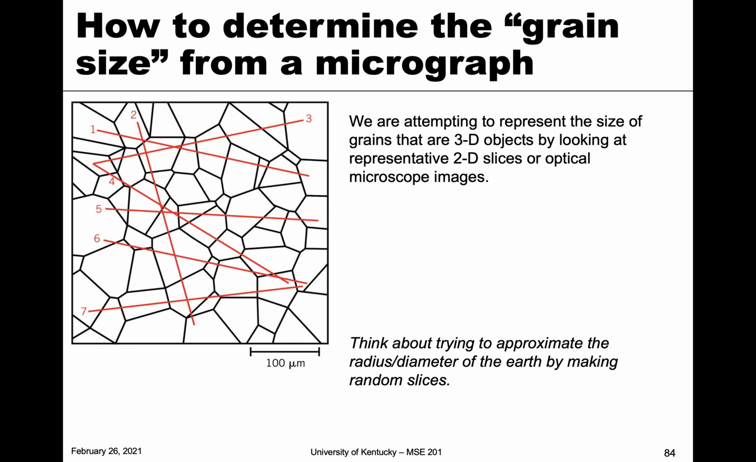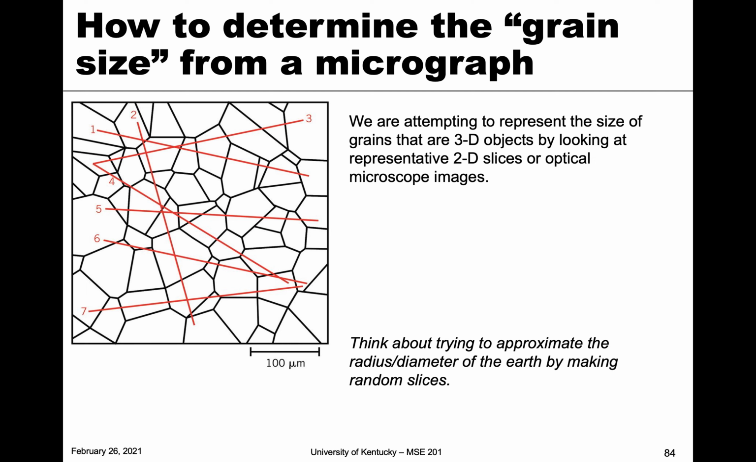What we're trying to do here with the grain size is to approximate the radius or diameter of the material, but again, we're doing slices. So it's basically like trying to estimate the radius or diameter of the Earth by making random slices. So we have to be careful with the assumptions that we make. If we really want to know, we would have to take slices at different angles of the material to make sure that we have a full representation of what that material is.